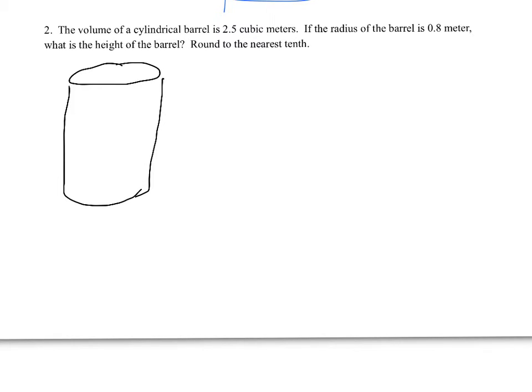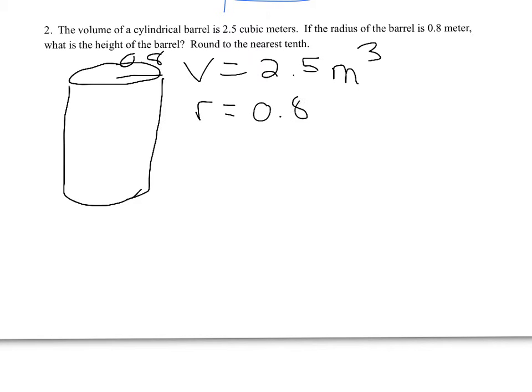And I'm just going to start labeling. So it says let the volume, so we know V is going to equal 2.5 cubic meters. Not centimeters, but meters. So that would be m cubed. It also says the radius is 0.8. Alright, so I know that my r is 0.8 meters. What it's asking me is what is the height of the barrel? So the height, I don't know yet.